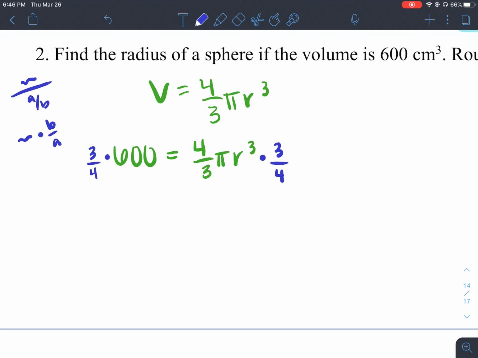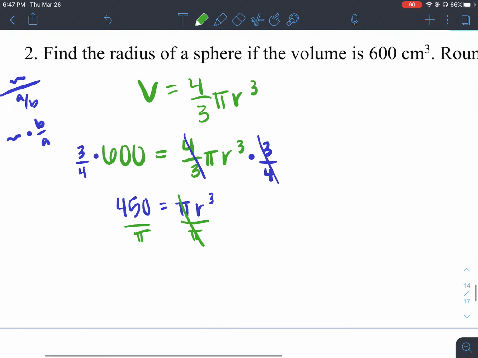By doing that, on the right-hand side, 4/3 and the 3/4 cancel with each other. That's the whole point of this. On the left, I get 450 is equal to pi r cubed. The goal is to get my radius alone. To do that, I have to get my radius cubed alone. So we are going to divide both sides by pi. Now, pi is not a fraction, so I don't need to do any copy dot flops with that. On the left, they're going to cancel, but there's nothing to cancel on the right.